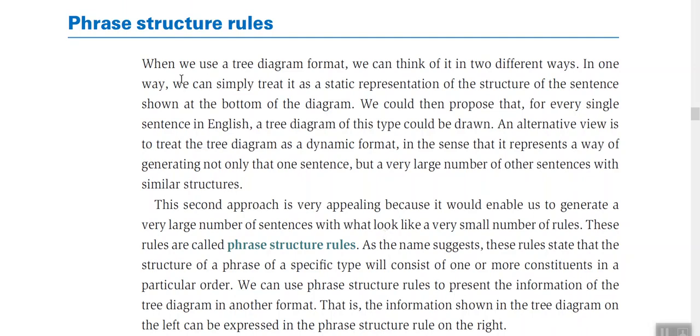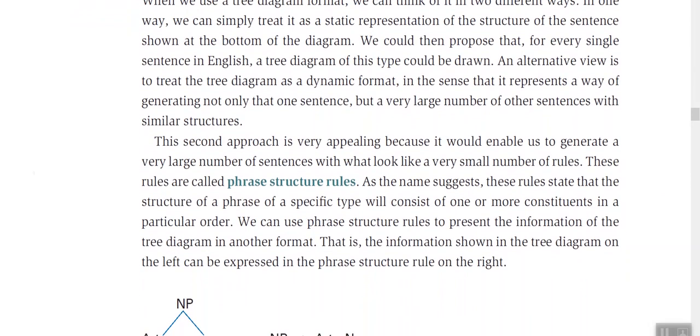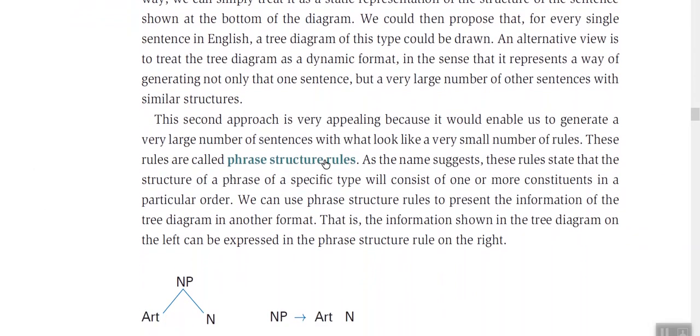So here, when we use a tree diagram format, we can think of it in two different ways. Here we have two different ways to make a diagram, so this first one is not important. What's important is this second approach. So here we have two approaches. One is static representation, and the second is dynamic format.